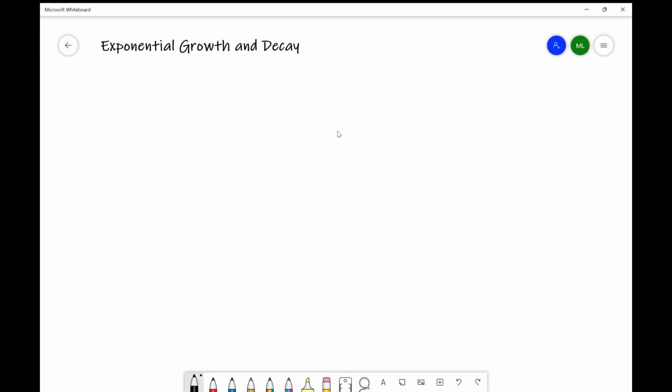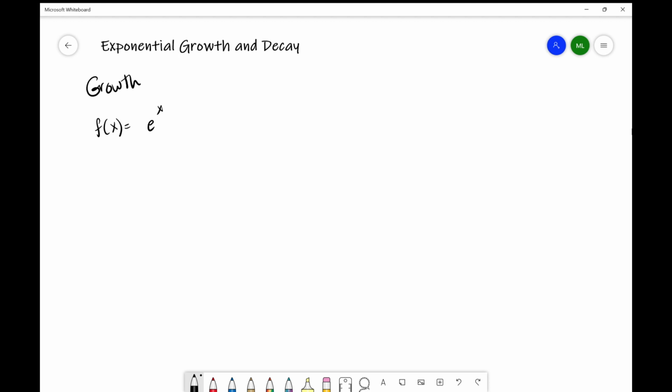So I want to talk about exponential growth and decay today. And the exponential growth that I want to talk about has to do with the base e. Okay, so for growth, the basic equation is f of x equals e to the power of x.